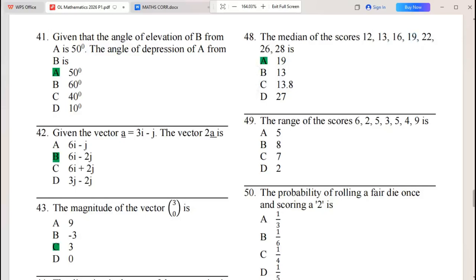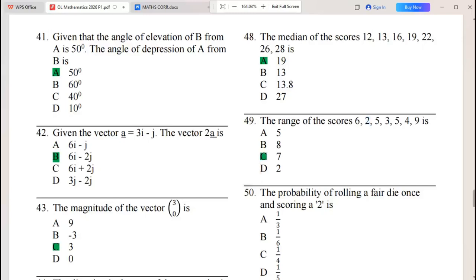Question 49. The range of the scores, this is. The range of scores is equal to the highest value minus the lowest value. The highest value is 9, the lowest value is 2. 9 minus 2 is equal to 7, which is C for question 49.